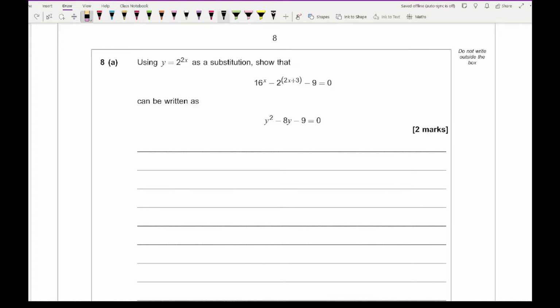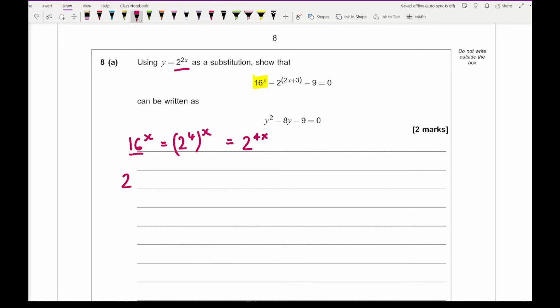So first things first, what we need to do is rewrite this expression here. We have 16 to the power of x, and we want to write that so that it incorporates the y value. Well, I can write 16 as a power of 2, because that's 2 to the power of 4. And so with the x, that's going to give me 2 to the power of 4x.